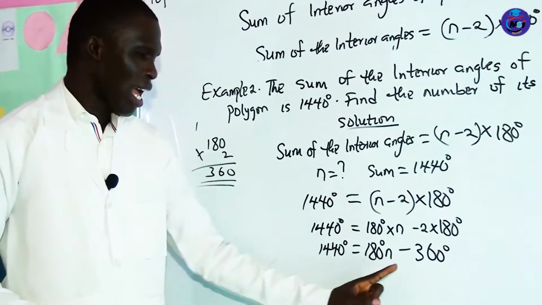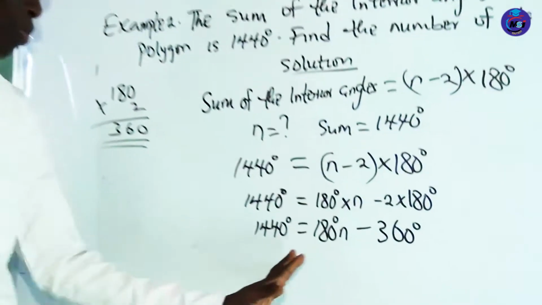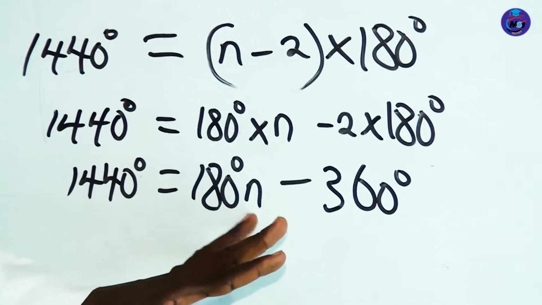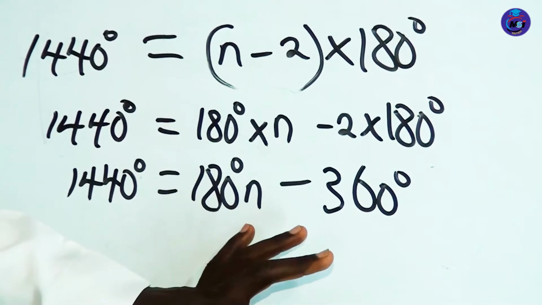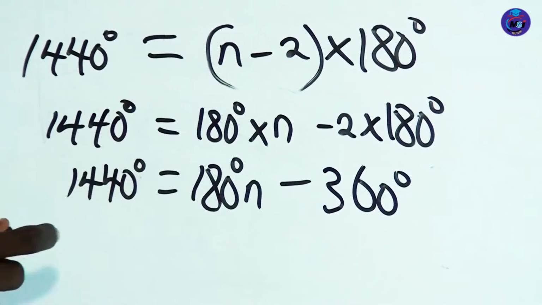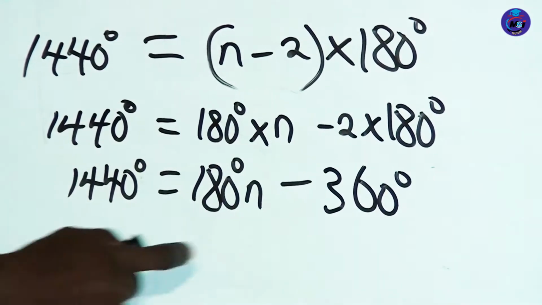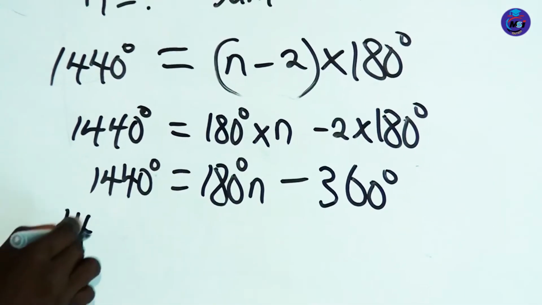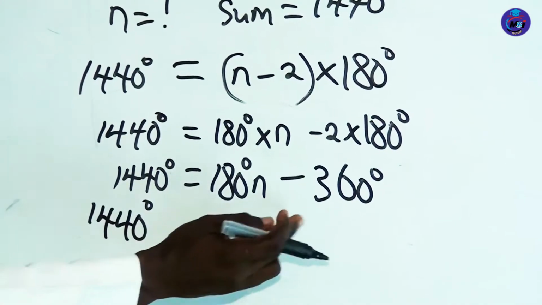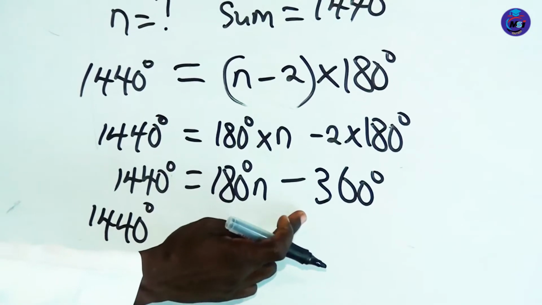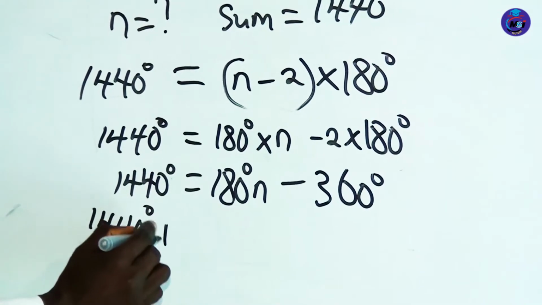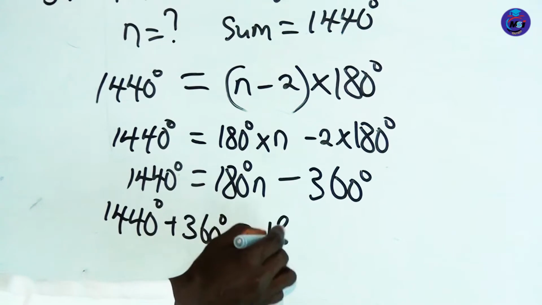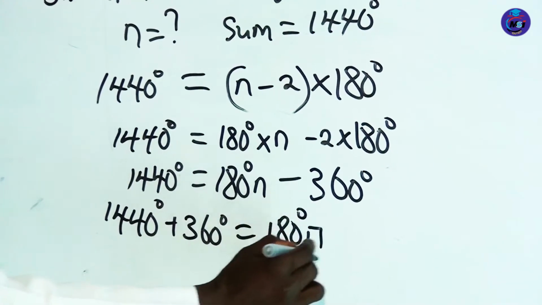1440 degrees and 360 degrees are from the same family, and this 180 degrees n is from a different family. So we cannot just subtract this. We have to collect like terms. We have 1440 degrees, this is minus 360. When it crosses to this side, it turns to plus 360 degrees equals 180 degrees n.